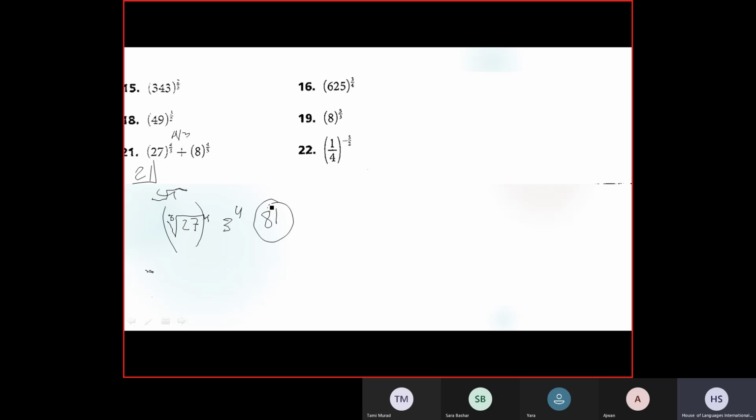Now the second one. Here what do we have now? 8 to the 4 over 3. Both of them are 4 over 3. Yes, yeah.